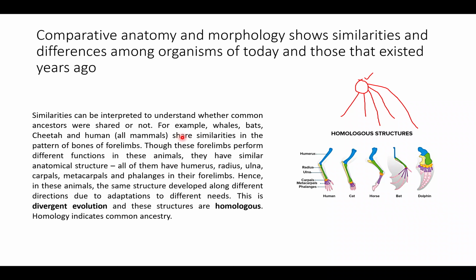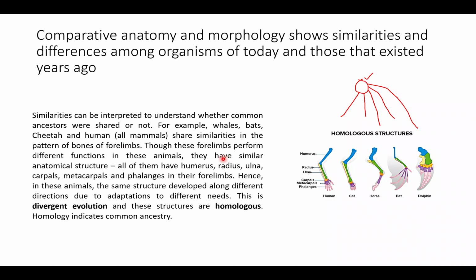So if you consider different mammals, for example, whale, bat, cheetah, human, or in the picture you can see the human hand, cat hand, horse hand, bat hand, and dolphin hand. Dolphin and whale both belong to the mammals. You can see, although these animals do not look like each other, the forelimb performs different functions in all these animals, but they share similarity in the pattern of bones of the forelimb.